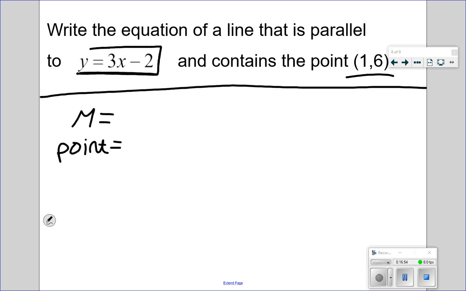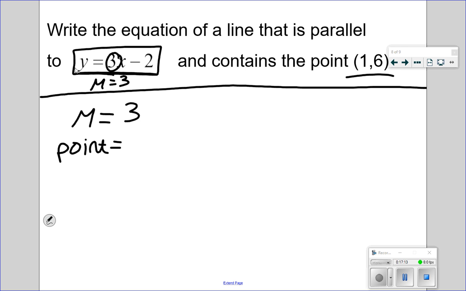I've already got the equation of this line. I need to write an equation that's parallel to this line. So since this line has a slope of 3, I need to write a line that also has a slope of 3, because a parallel line would have the same slope as that one.